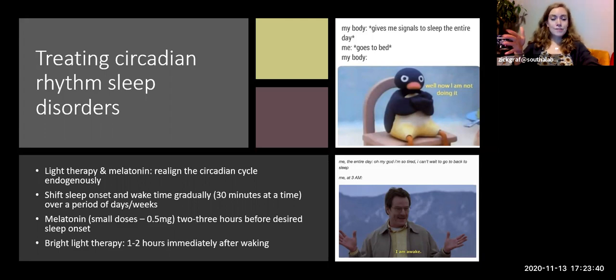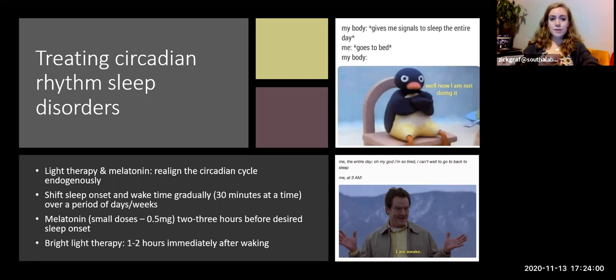It's done really gradually. So we basically start with where someone is at, say that they naturally start to fall asleep at 1 in the morning and naturally start to wake up at like 10 in the morning. About 2 to 3 hours before their natural sleep phase onset at 1 in the morning, they would take a really small microdose of melatonin.